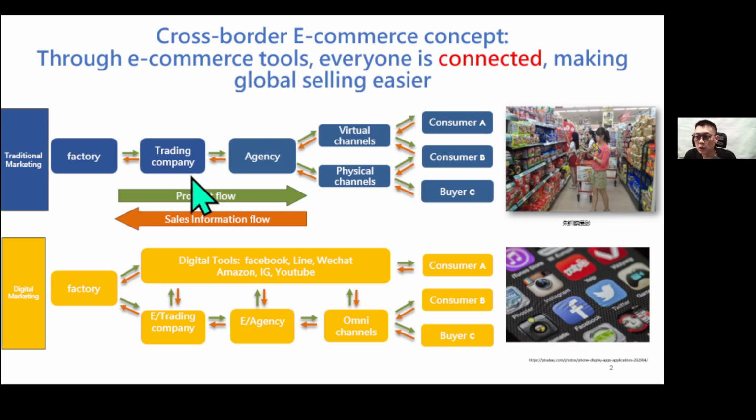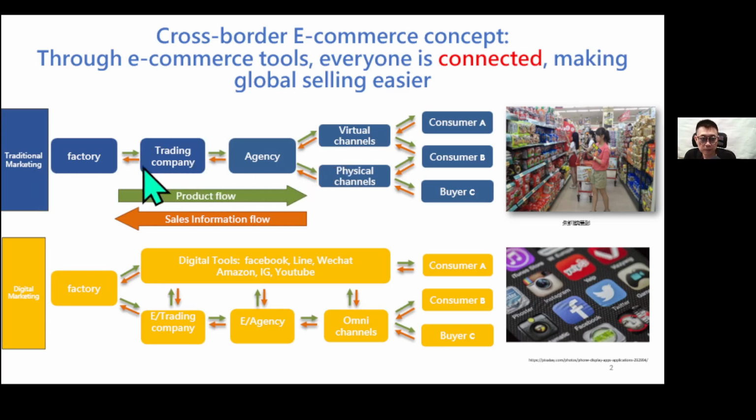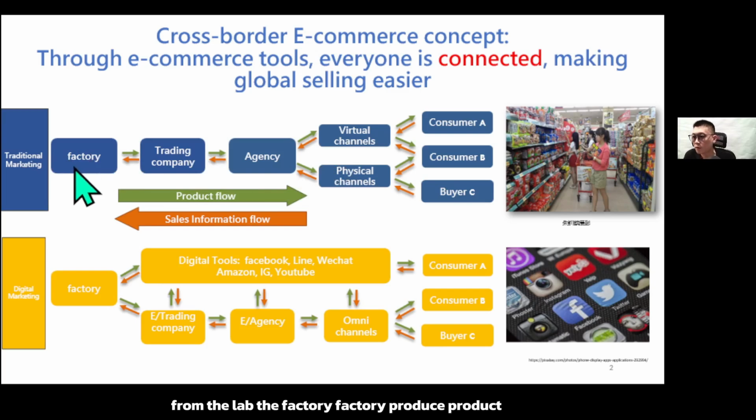First, we take a look at the upper side. In the blue one, traditional marketing is a supply chain. From the lab, the factory produces product, the manufactured product. Maybe it's clothes, it's food, it's electronic devices, a mouse or a watch or anything.